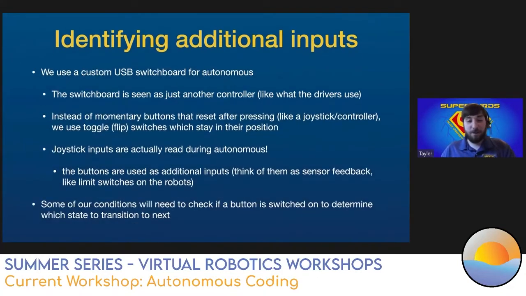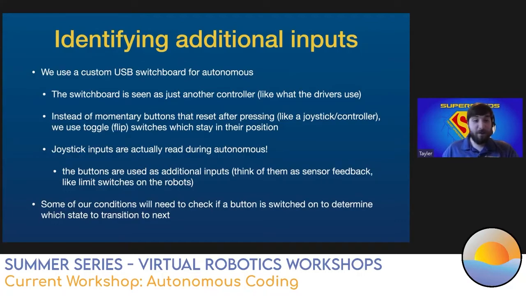So a little bit of background on our specific robot and using additional inputs. My team actually has a custom USB switchboard that we use for our autonomous program. We use it as an additional input. The switchboard that we have is just a basic Arduino program to act as if it was a USB controller, like an Xbox controller, and then we just plug a bunch of switches into it. But the switchboard is just seen as any other controller, similar to what the drivers use when they're driving the robot. But instead of momentary switches or push button switches, like on an Xbox controller, we use a toggle or flip switch, which stays in its position once we flip it.